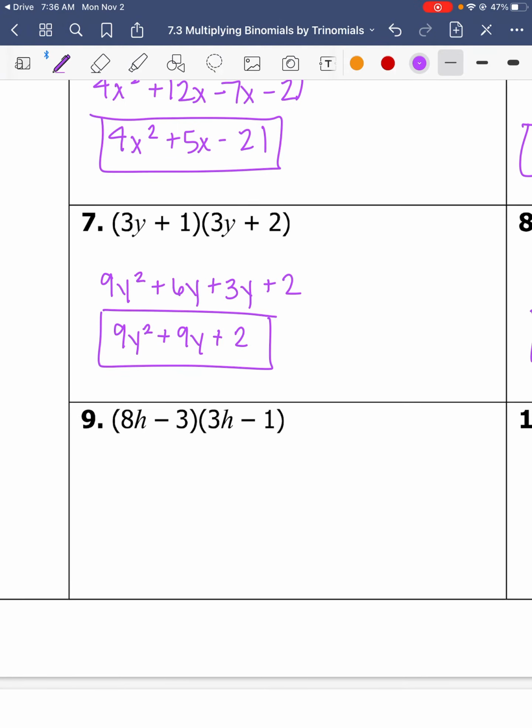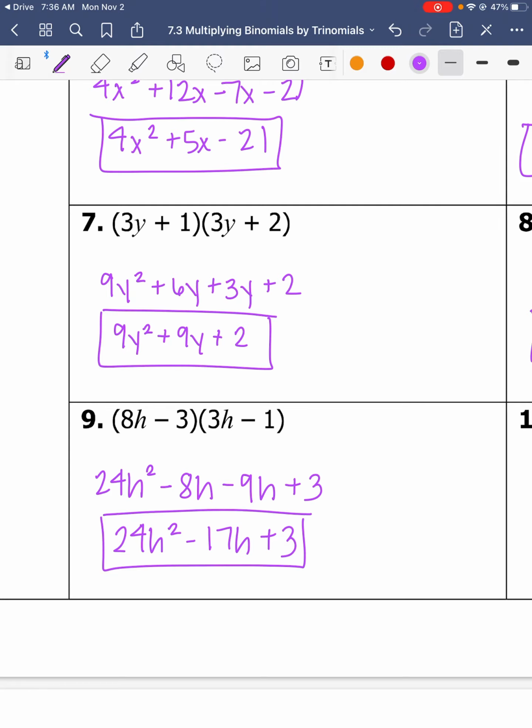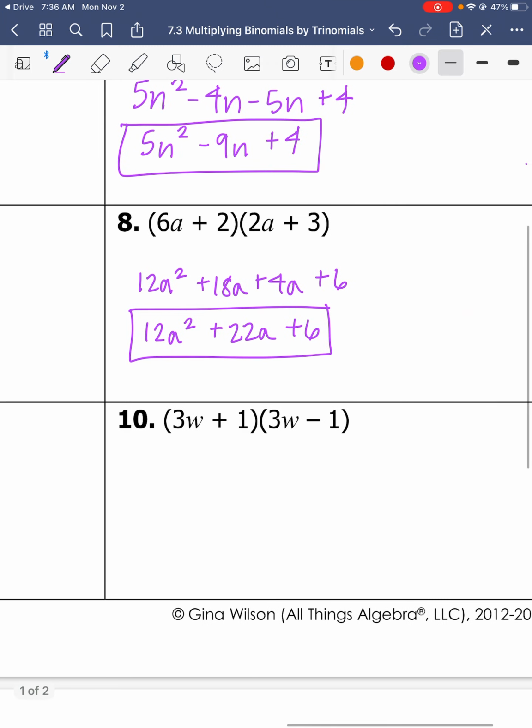Number 9, 8h times 3h, our first two terms here, 24h squared minus 8h minus 9h plus 3. Combining like terms, 24h squared minus 17h plus 3. It's in standard form. There's our final answer.